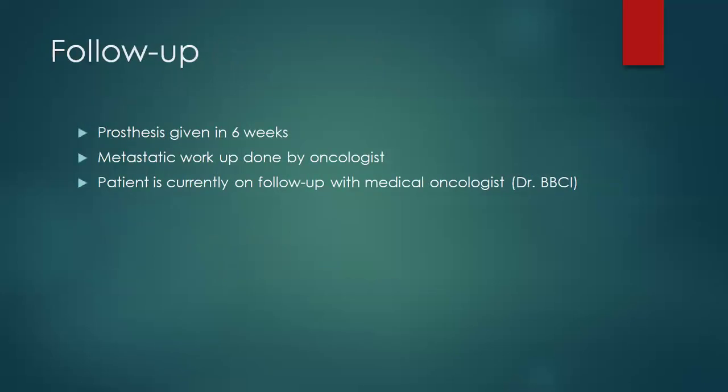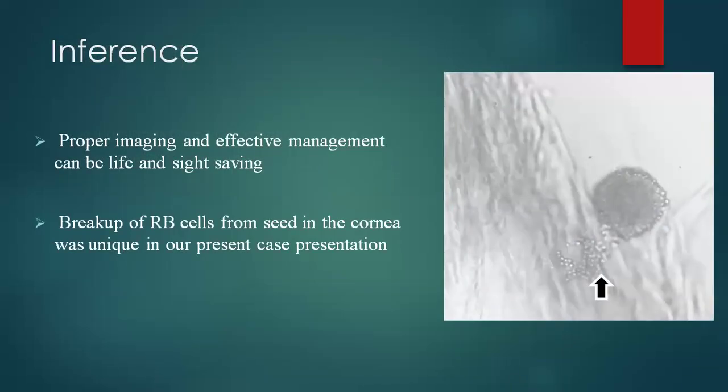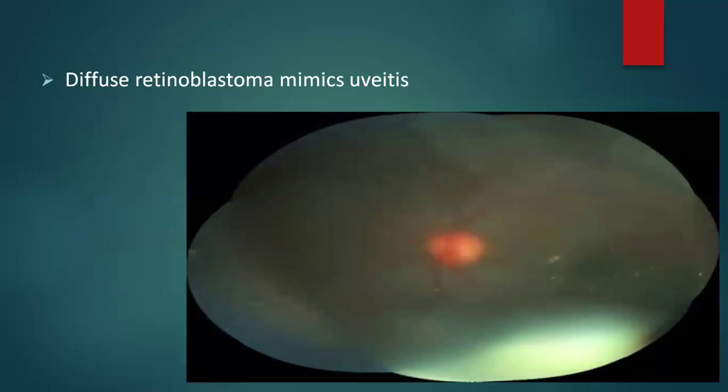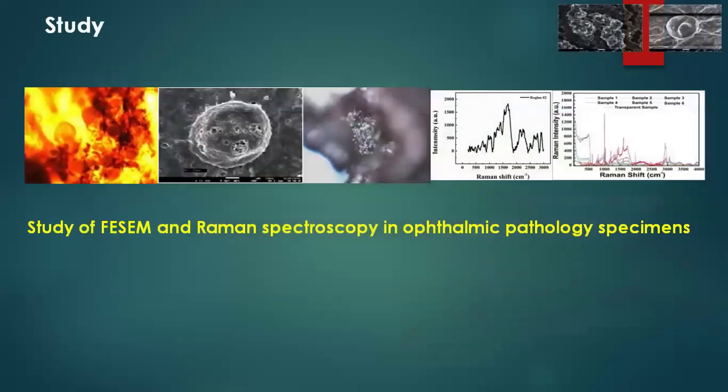Now, the important thing is that this patient had been referred for further chemotherapy. And the most important thing is the breakup of the RB cells in the cornea, which was unique in our case presentation. What I want to highlight is that besides gross examination under the dissection microscope, I believe some of the evidence we need to see under the compound microscope objective also. So this is a diffuse retinoblastoma mimicking a uveitis.